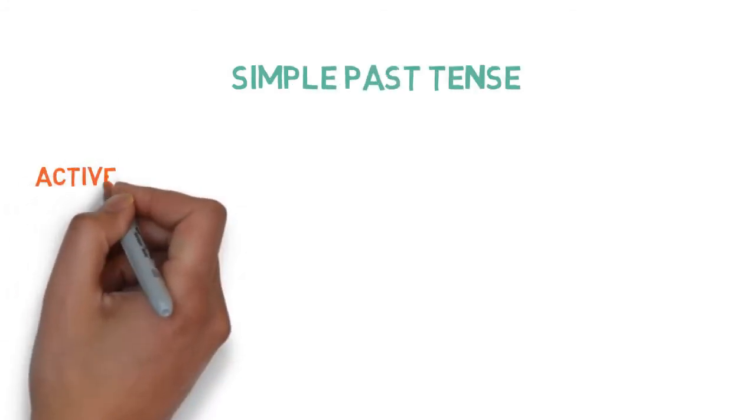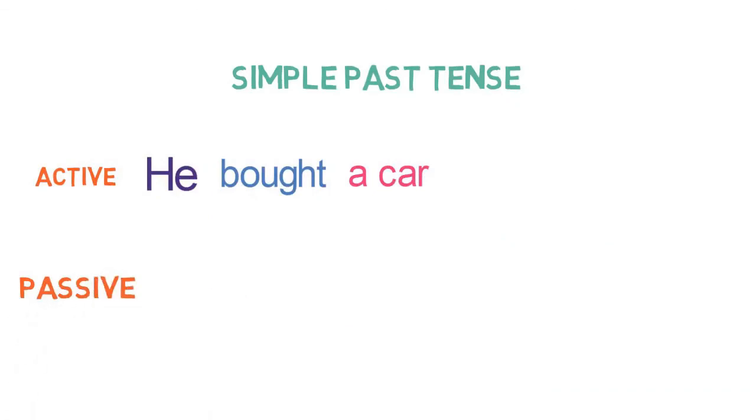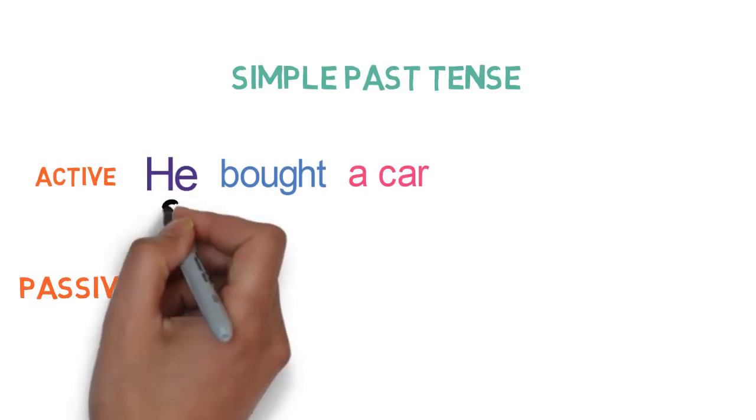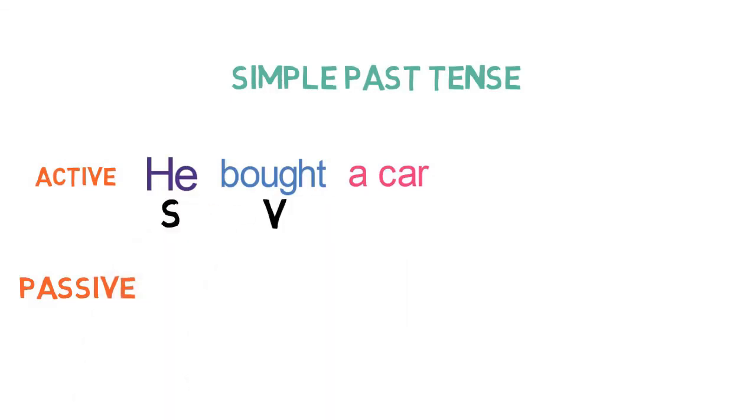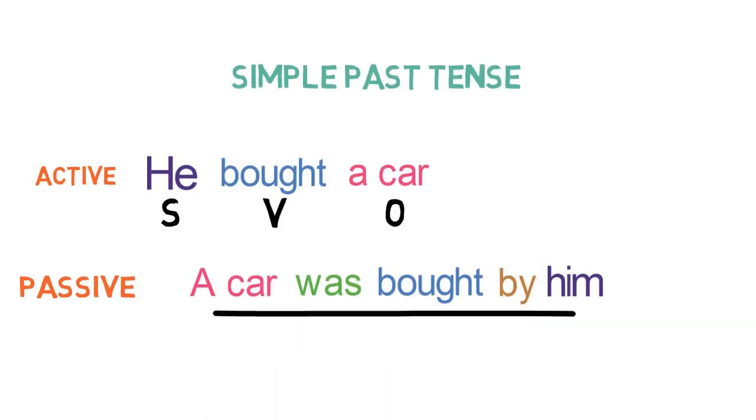The simple past tense and all the tenses we convert in that way. In simple past we can say, he bought a car. Subject, verb, and object. First you need to identify that in each and every sentence: what the subject and verb are, and what action happens. A car was bought, by whom? He becomes him. So, a car was bought by him. Please keep that in mind.